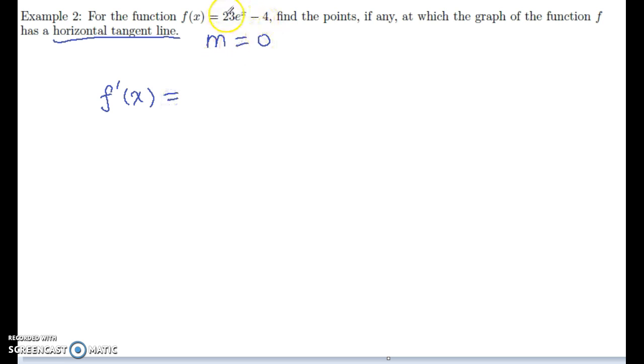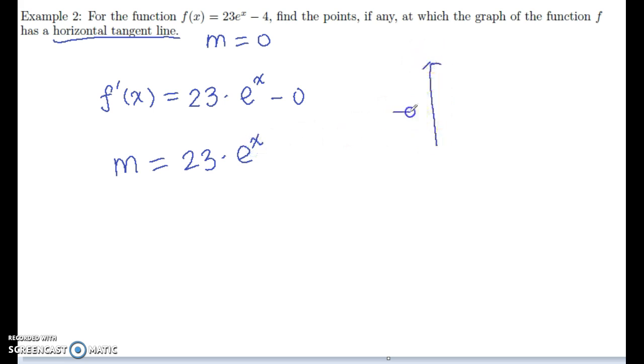So f prime of x, for 23 e to the x minus 4, we differentiate term by term. So the constant multiple 23, we keep it. The derivative of e to the x is just e to the x. Minus 4, okay, the derivative of a constant is 0. So the derivative, or the slope, is 23 times e to the x.